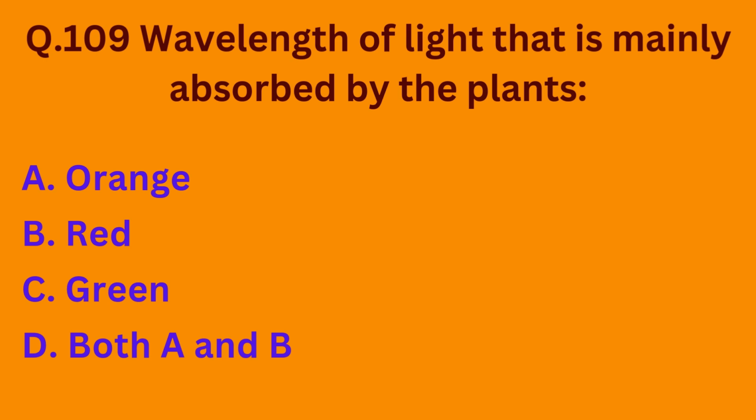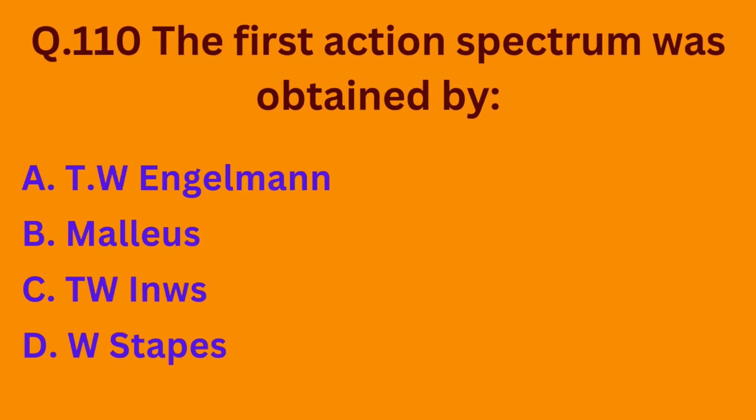Question number 109. Wavelength of light that is mainly absorbed by the plants. Option A, orange. Option B, red. Option C, green. And option D, both A and B. So basically we discussed it earlier. Basically the red light is mainly absorbed by the plants and is used by plants for photosynthesis. So the correct option is option B.